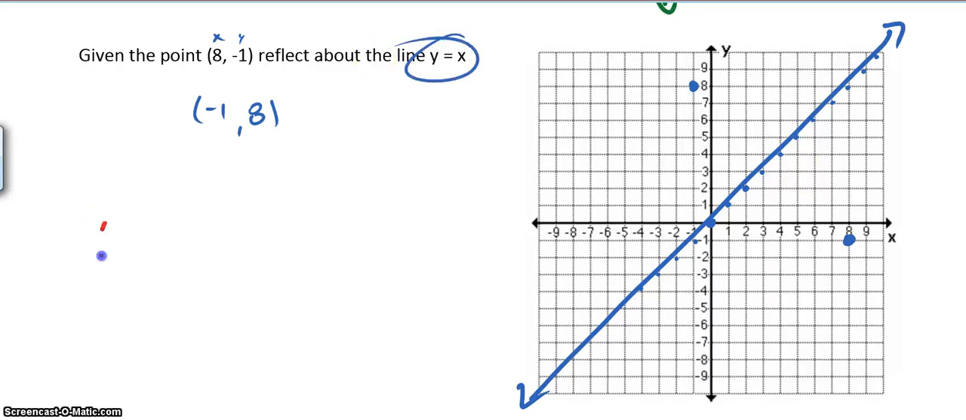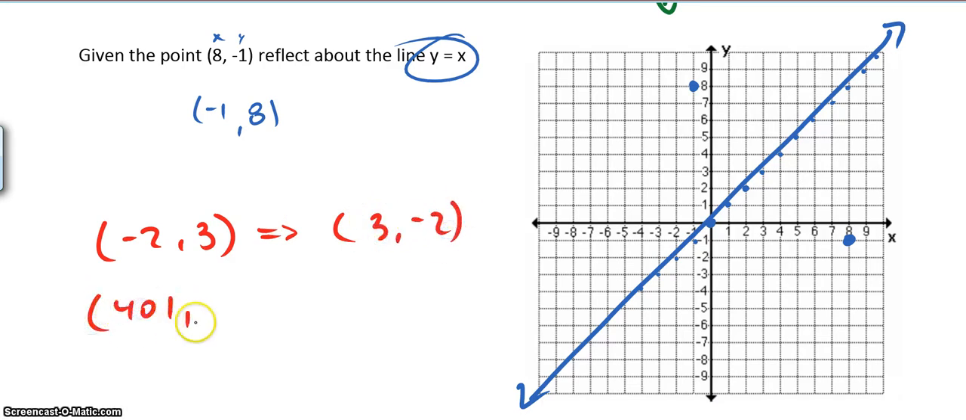So let's say I wanted to take -2, 3, and reflect it about the line y equals x. Again, I would simply take my coordinates and flip them. So 3, -2. Lastly, what if I want to do 401 and -4? Again, y equals x and x equals y, so we take -4 and 401.